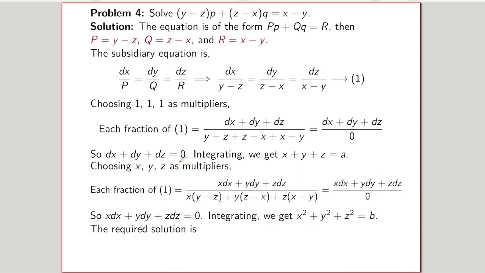So now to write the required solution, we have to write both u and v. So phi of x plus y plus z, comma x squared plus y squared plus z squared, this will be equal to 0. This is the required solution.